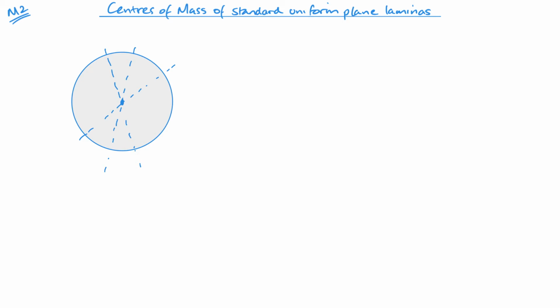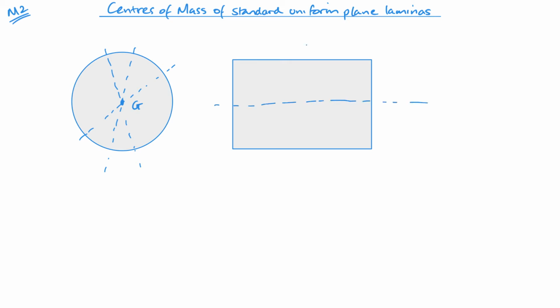That must mean that the center of the circle must also be my center of mass, which we often refer to as capital G. If I had a rectangle, I've got two lines of symmetry. Apologies for my poor lines here. Therefore, where they intersect will be its center of mass. So shapes like this should be quite straightforward and a bit obvious, really.